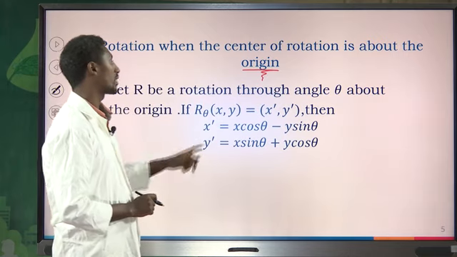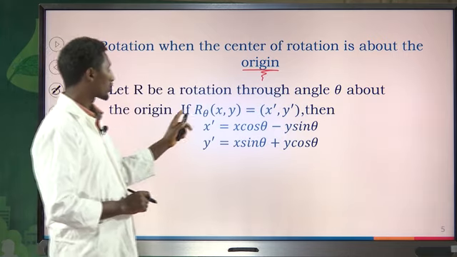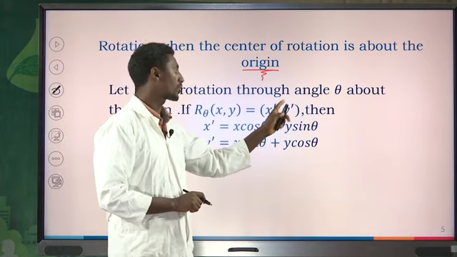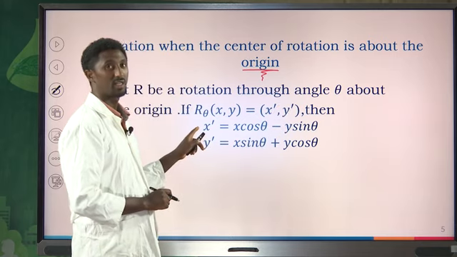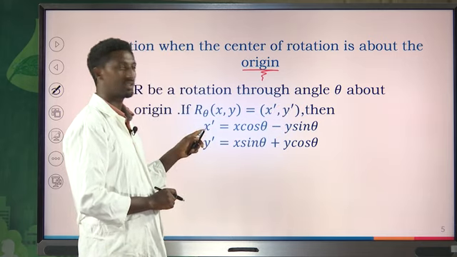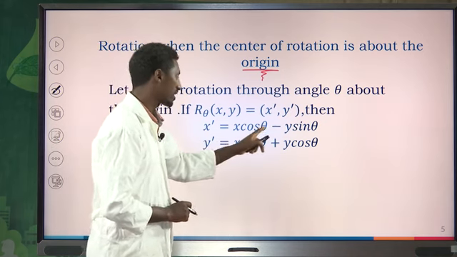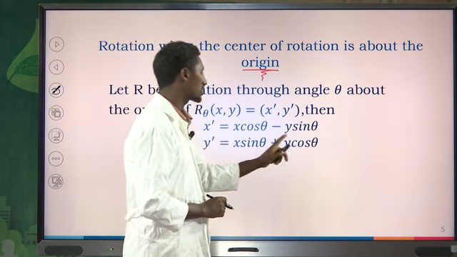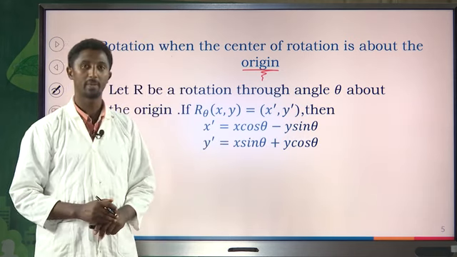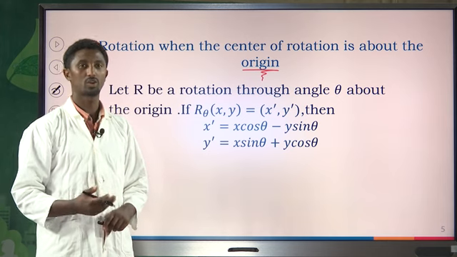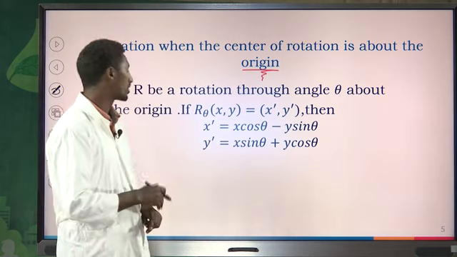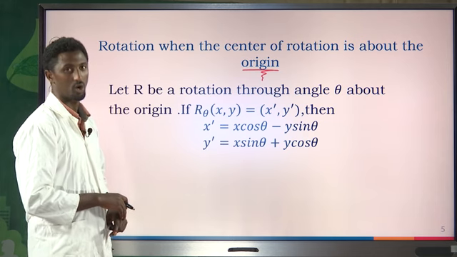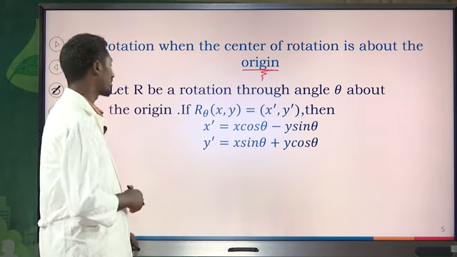Let R be rotation through angle theta about the origin. So rotation of (x, y) through angle theta, if we let it be (x', y'), then x' in terms of x, y and an angle theta is expressed by x' = x cos theta minus y sin theta, and y' = x sin theta plus y cos theta. So to find the image of a point, we can use this, and also to find the image of a straight line, we can use this formula. Similarly, to find the image of a circle after it is rotating through the origin. So let's practice using example.